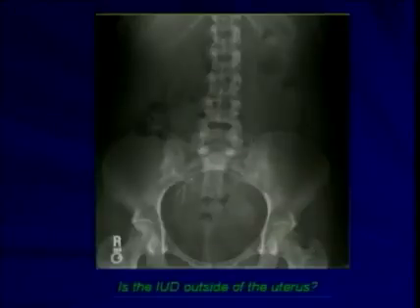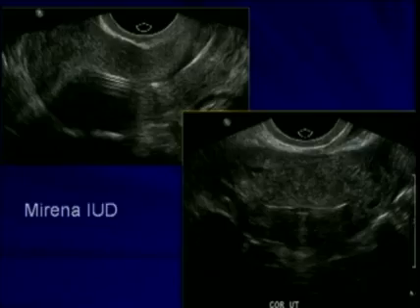And here, a plain film on a woman. Again, the question was, is the IUD outside of the uterus? Because the string could no longer be palpated. When you look on a plain film, you know the IUD is someplace in her body, in the pelvis, but you really can't say where it is because we can't define the location of the uterus.